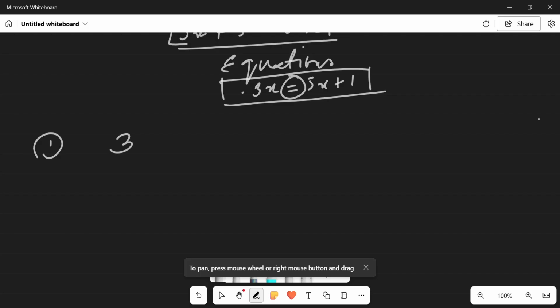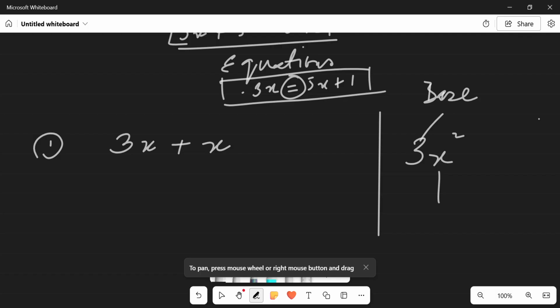A very important part of basic algebra that you need to know is that terms must be like terms. Like terms means terms which have the same variable. Here let's talk about the parts of a term. If it is written 3x squared, the 3 is called the coefficient, or you can say base as well. Variables are letters, small alphabets. And this 2 is called the exponent or power.